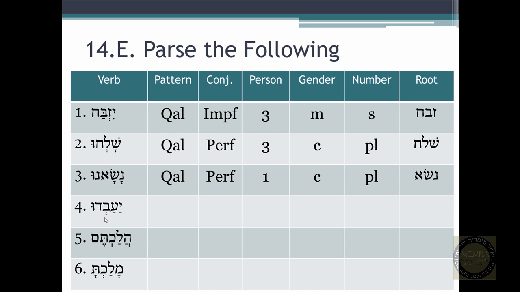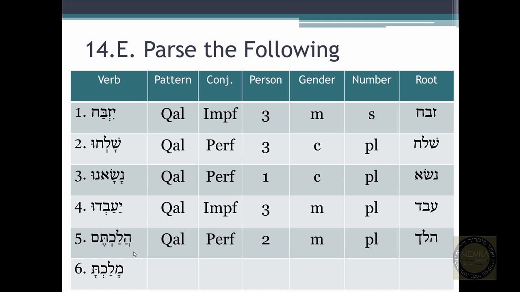Number 4, ya'avdu. Does it have a prefix? Yes, it does. It's from avad. And so we have yod out front with a long u vowel as the suffix. That's qal imperfect, third masculine plural. Number 5, halachtem. Does it have a prefix? No, it's from halach. Tem, of course, is second masculine plural. And malachta, does it have a prefix? No.